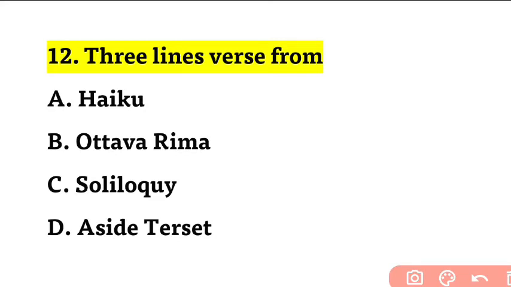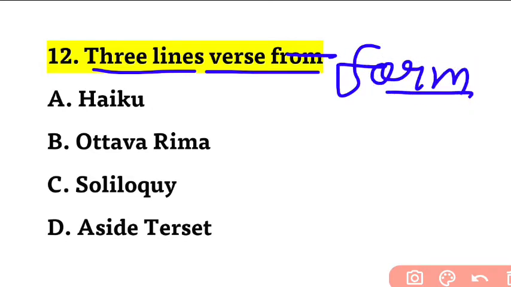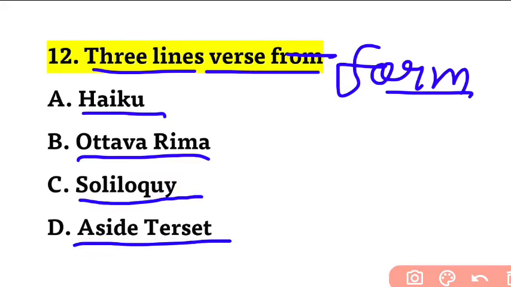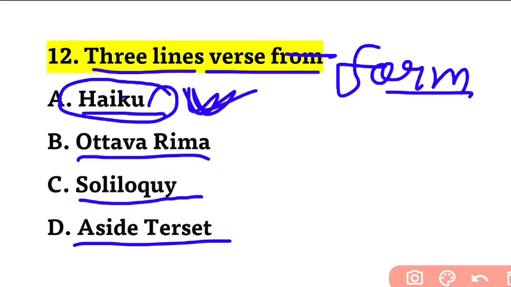Question number 12. Three lines verse form. Options: haiku, ottava rima, soliloquy, aside, tercet. What will be the answer? The answer will be haiku. Three lines verse form is called haiku.